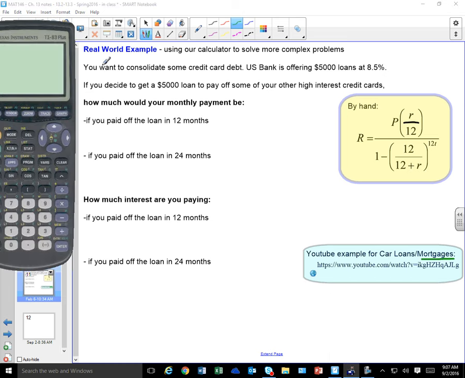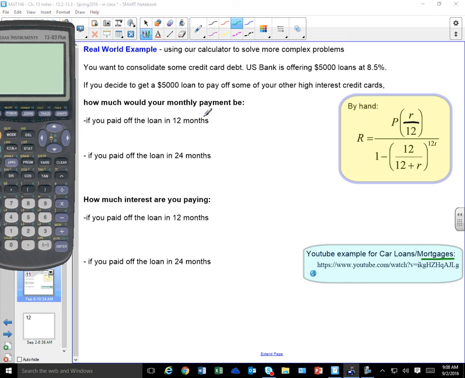But here it says you want to consolidate some credit card debt. U.S. Bank is offering $5,000 loans at 8.5%. If you decide to get a $5,000 loan to pay off some of your other high interest credit cards, how much would your monthly payment be if you paid off the loan in 12 months or if you paid off the loan in 24 months?